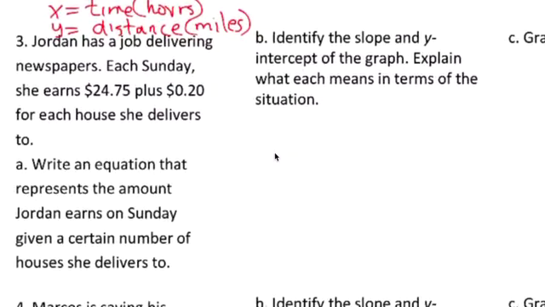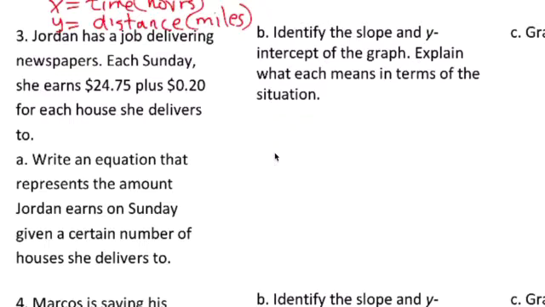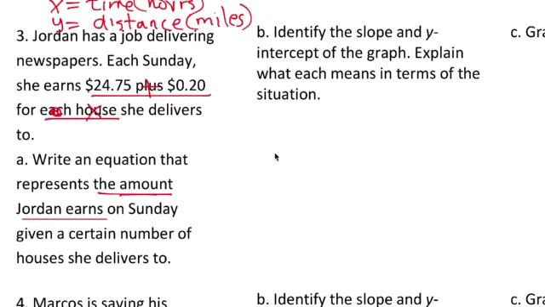Jordan has a job delivering newspapers each Sunday. She earns this much plus 20 cents for each house. Each means times. House she delivered to. Write an equation that represents the total amount Jordan earns. That's your y. x is the number of houses she delivers to. y is the amount Jordan earns on Sunday, given a certain number of houses she delivers to.